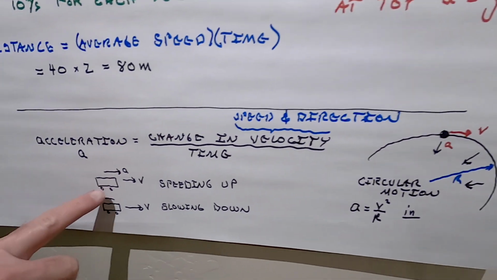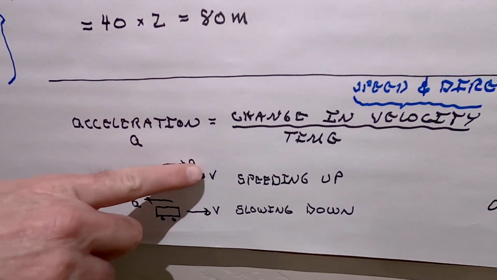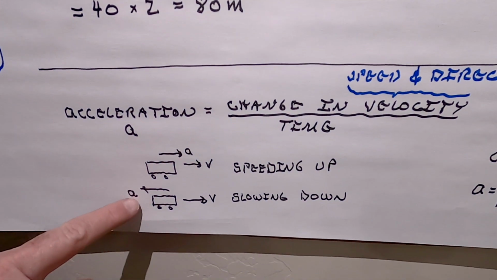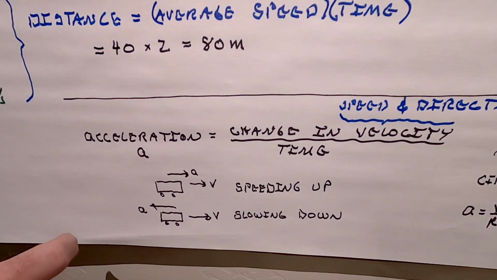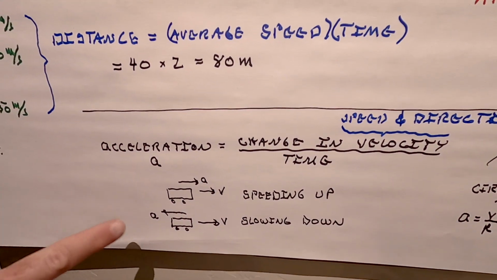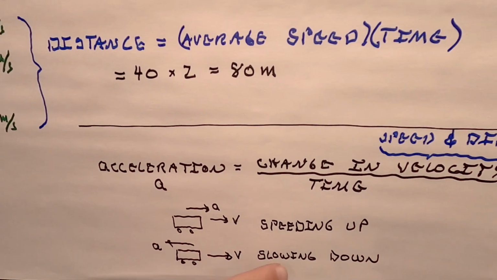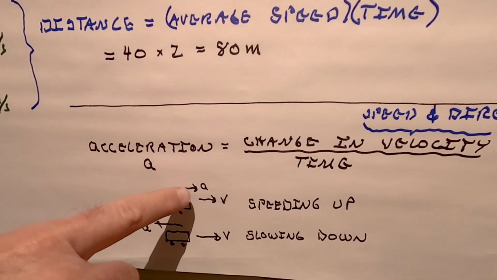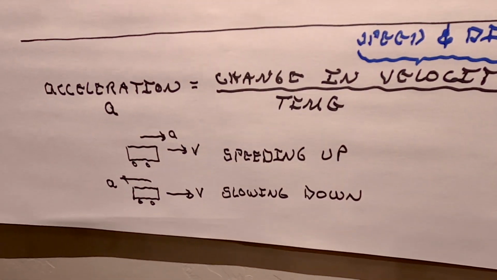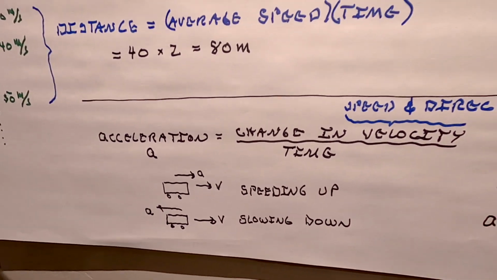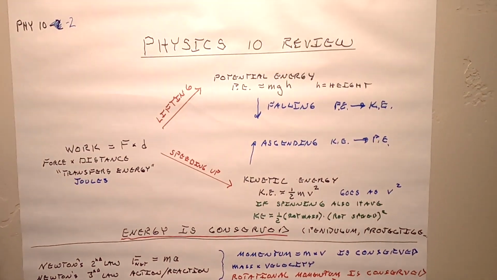If your acceleration is in the same direction as your velocity, then you're speeding up. If your acceleration is in the opposite direction you're moving, then you're going to slow down. That's why when you throw something up, g is always down. If you throw something up, you're slowing down. On the way down, your acceleration's down and your velocity's down. That's why you speed up on the way back down. So this, hopefully, will help you with that test.